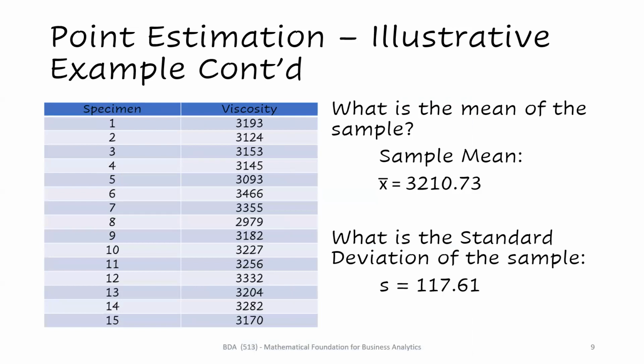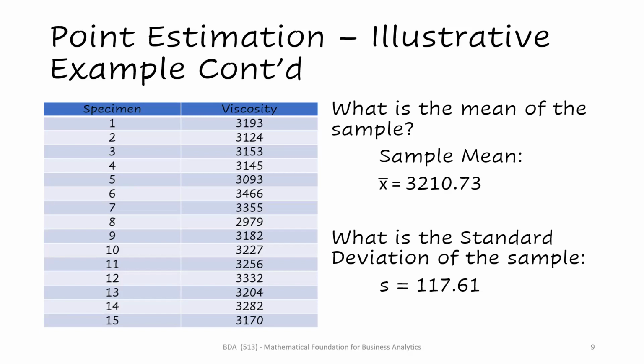So for this particular sample, we have 15 specimens within this sample. If we want to calculate, for instance, the sample mean of viscosity, we have 15 different specimens. So we add them all up and then divide by 15, which will give us 3,210.73.